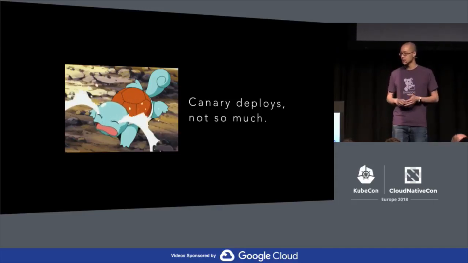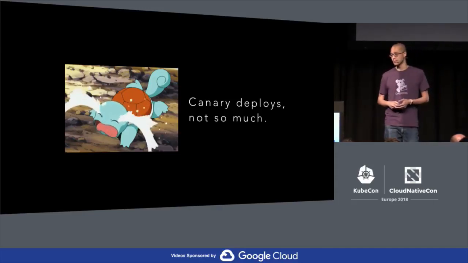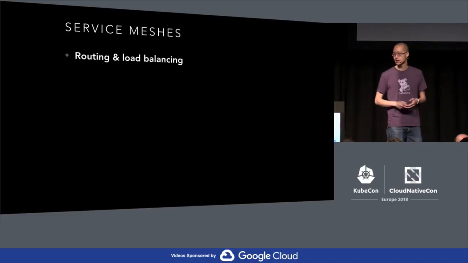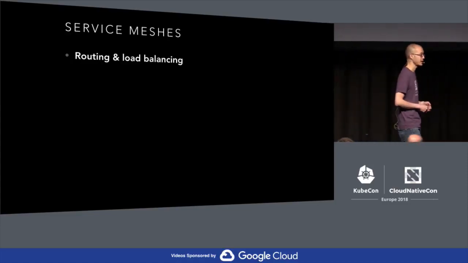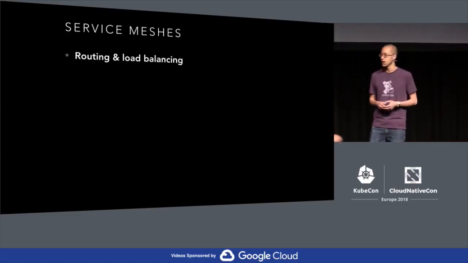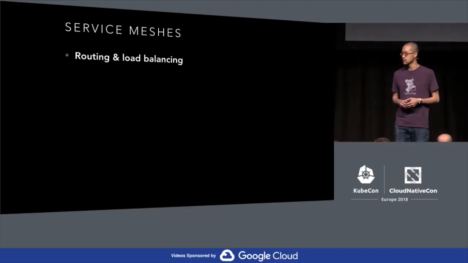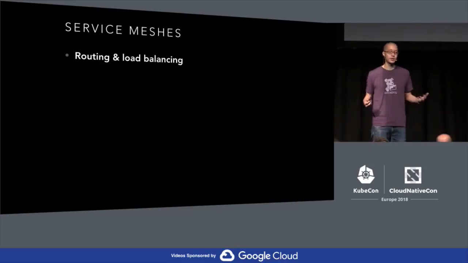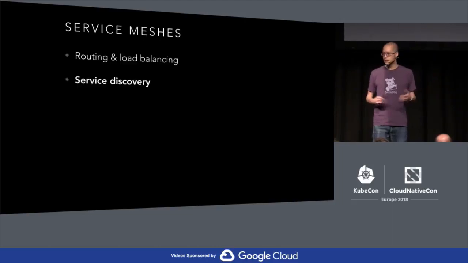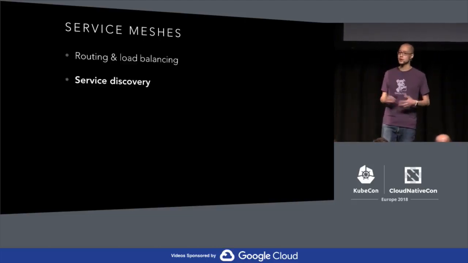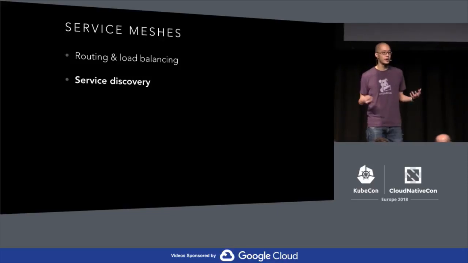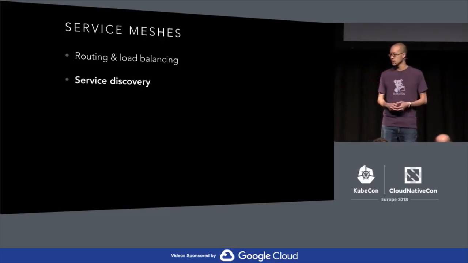That's silly. So the nice thing about service meshes like Istio is they really provide us that control with routing and load balancing. And that really is the crux of what Canary deploys is. But more than that, they provide a bunch of other great features. Service discovery is another one, because obviously if we're doing routing, we want to know where we're routing things to.